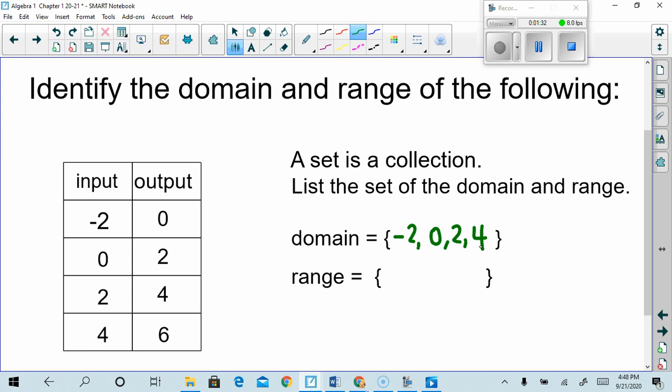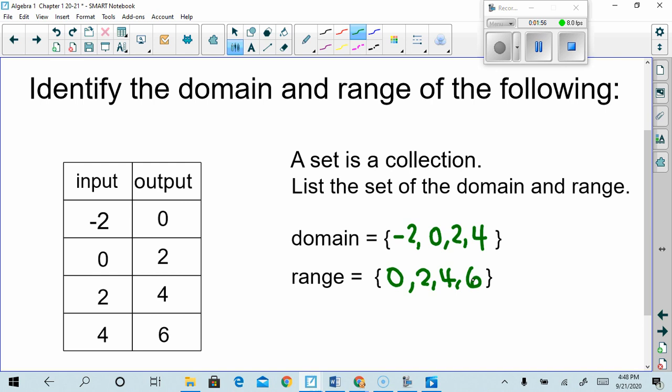It's a closed set. What's a set? It's just a collection. And in math, it's a collection of numbers. Let's list our domain. Another word for range is our output. So our output values are 0, 2, 4, and 6. So the first thing we need to establish is this relationship of input, output, and domain and range.